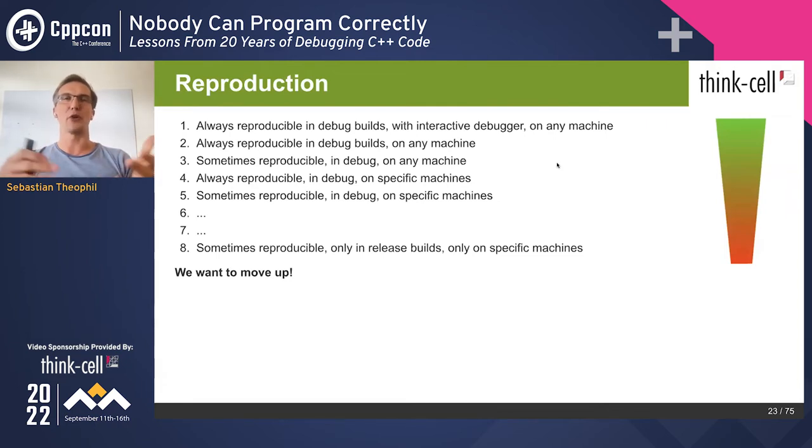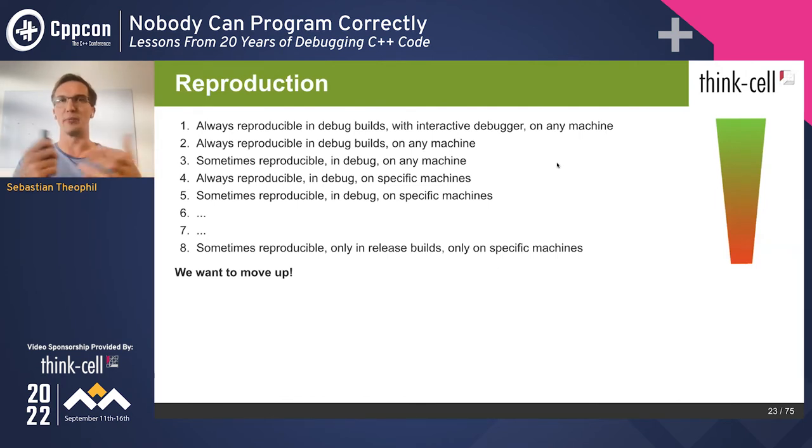So there's the gold standard that a bug is always reproducible in debug builds while you're in an interactive debugger, and that works on any machine. You're good to go to the next step. Most of the time, we're not quite so lucky. Maybe it is not reproducible in a debugger. Maybe it's only sometimes reproducible, but you don't know why yet. Or at the bottom of this ladder here, maybe it's only sometimes reproducible and only in release, that means in optimized builds, and only on very specific machines. And that's not a good situation. How should you analyze or make hypotheses and test them on the cause of that bug?